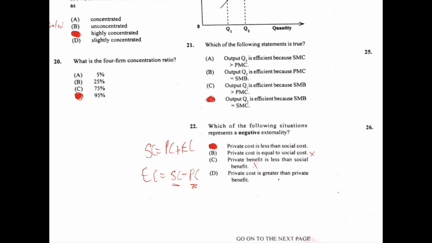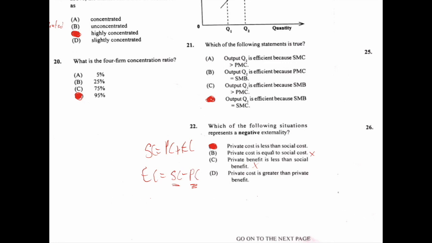22. Which of the following situations represents a negative externality? This is A, where private cost is less than social cost. So again, you have to rationalize through some type of calculation to say that essentially the external costs... remember, okay, let's go about it. So social cost is equal to private cost plus external costs. Transposing that formula, we see that external cost is equal to social cost minus private cost.